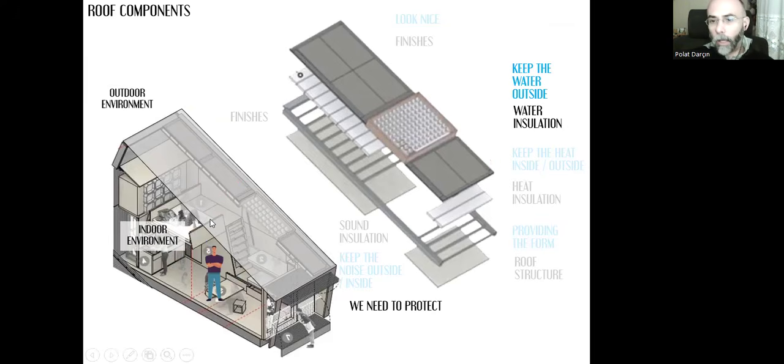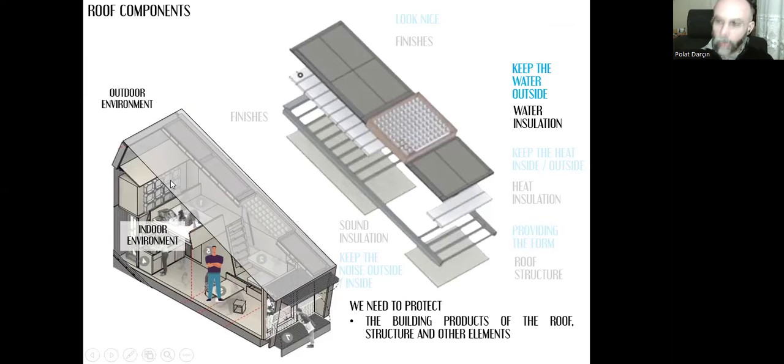And especially in order to keep the water outside, to provide water insulation. That's why we are doing it. We need to protect not just the user, not just the building, but the building products of the roof, all these other components of the roof, of the building structure itself, and all the other building elements. That's the first group that we need protection.